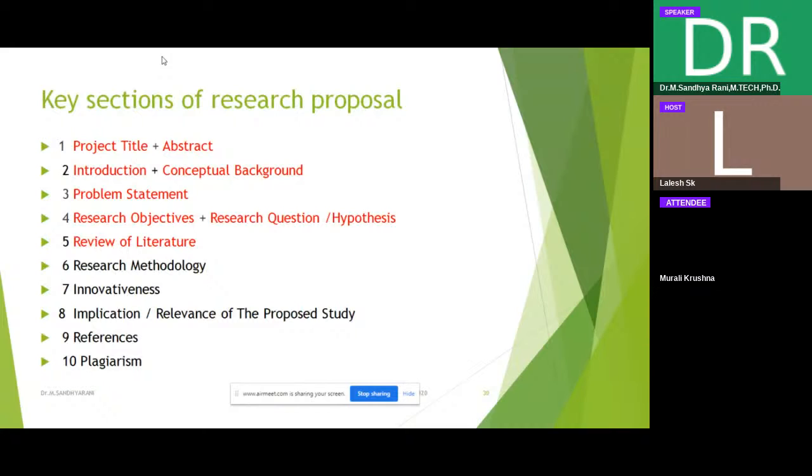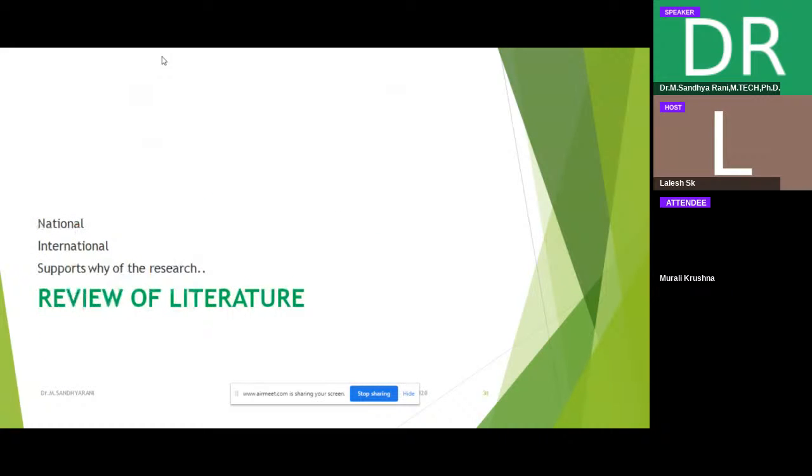So, we have the title, the abstract, the introduction, the conceptual background, the problem statement, the research objectives, and also the research question or hypothesis. Now we come to the review of literature. This should be exactly the flow of a research paper. A review of literature always supports your research. It can be national or international.